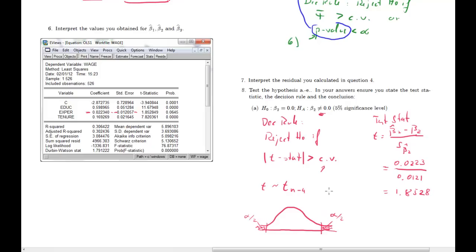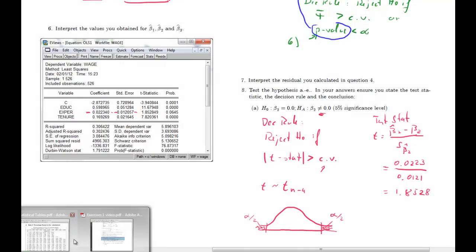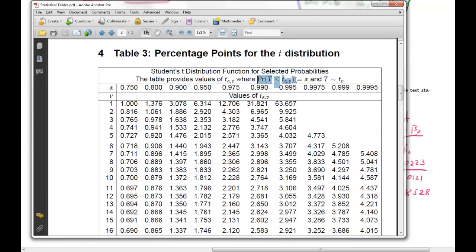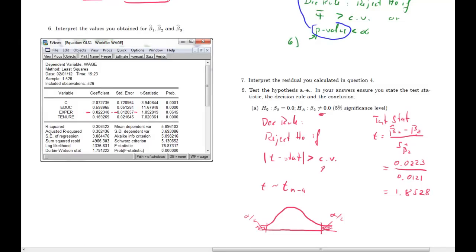Alpha over 2. So that means if alpha is 5%, what we now need in this table. What this table gives, you can see, is the probability that the t-statistic is smaller than a certain critical value. So what we get in this table is a probability of, for instance, this type. So what we need, this blue area, if the red area here is supposed to be 0.025, that is 5% over a half, because we have a two-tailed test, then the blue area has got to be 0.975, because we know these two have to add up to 1.